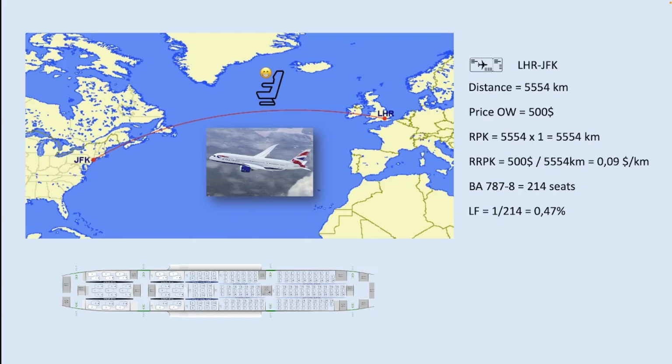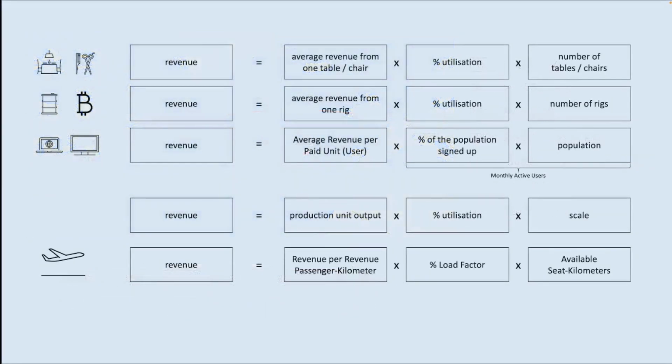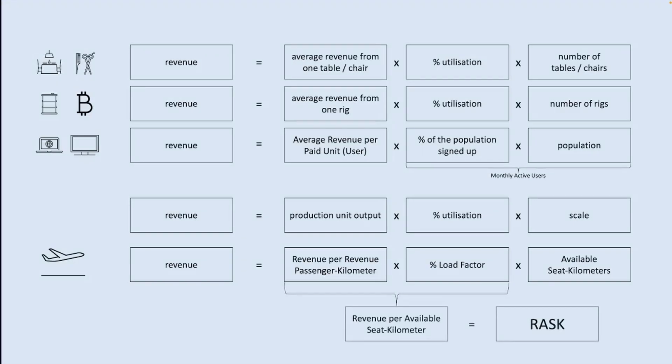So let's back up for a second to the block diagram. Now see that the revenue per revenue passenger kilometer, the production unit output, is an important measure. But then the load factor, the utilization, is also a very important measure. One cannot be sacrificed to achieve the other. That's why, to describe an airline, you can use both of them combined. This is how you get revenue per available seat kilometer, RASK. That's arguably one of the best measures to describe an airline.